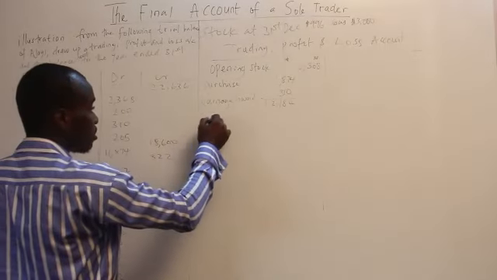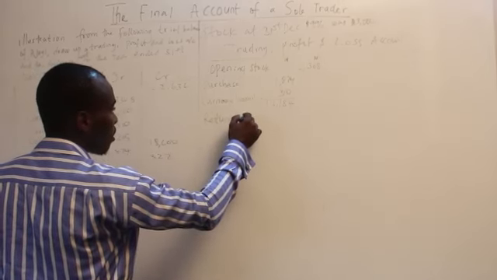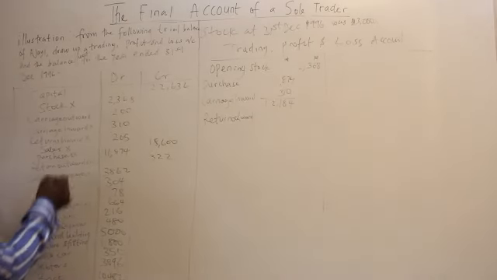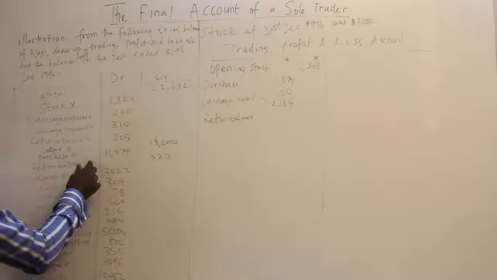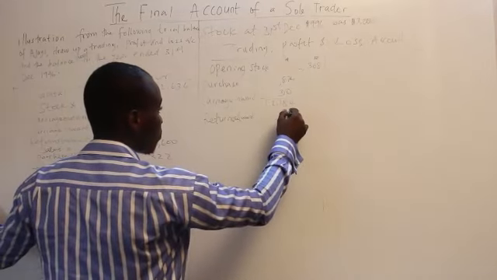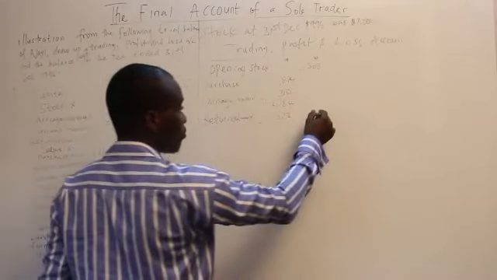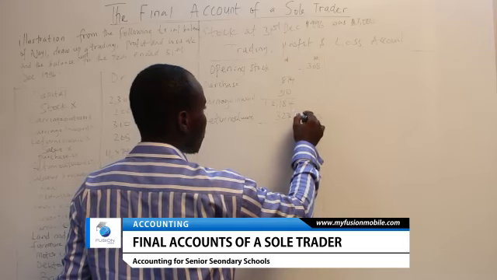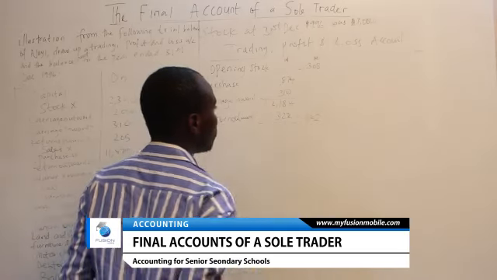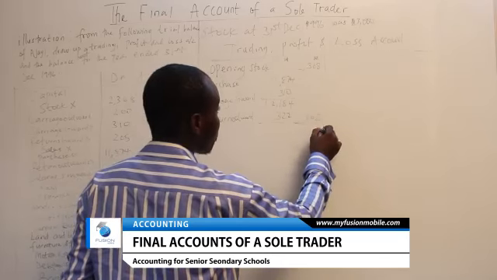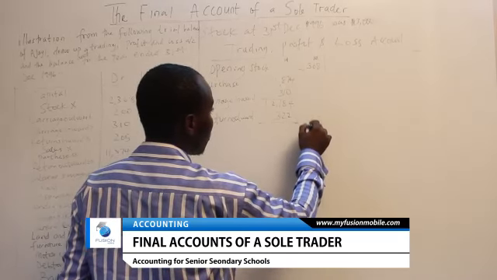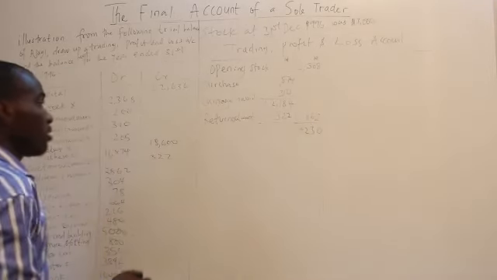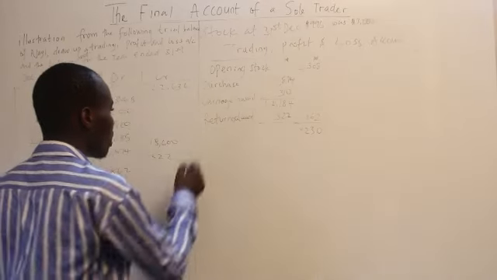We have return outward. Let's have a return outward, less that, which is TV22. So we can less that. Then we can add it to this, and we get the cost of goods available for sale.